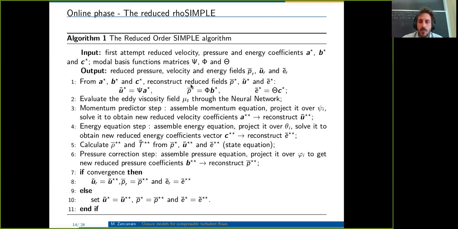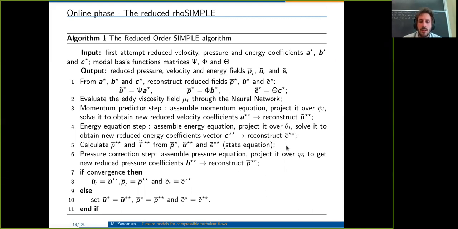Then you can reconstruct at this point the fields U star, P star, and E star. You can evaluate the eddy viscosity by the use of the neural network that you just trained. Then you can assemble, project, and solve the momentum equation so that you end up with a new U star star. You do the same for the energy equation so that you end up with E star star.